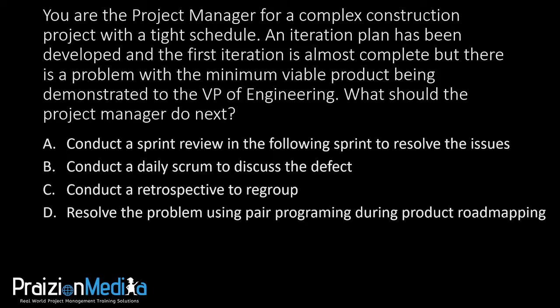We already know from the question that this is a demo. So it wouldn't be A because the question reads, the product is being demonstrated. Because it's being demonstrated, we know it's not A that we need to do. We're already doing A, and saying in the following sprint is delaying solving the problem.